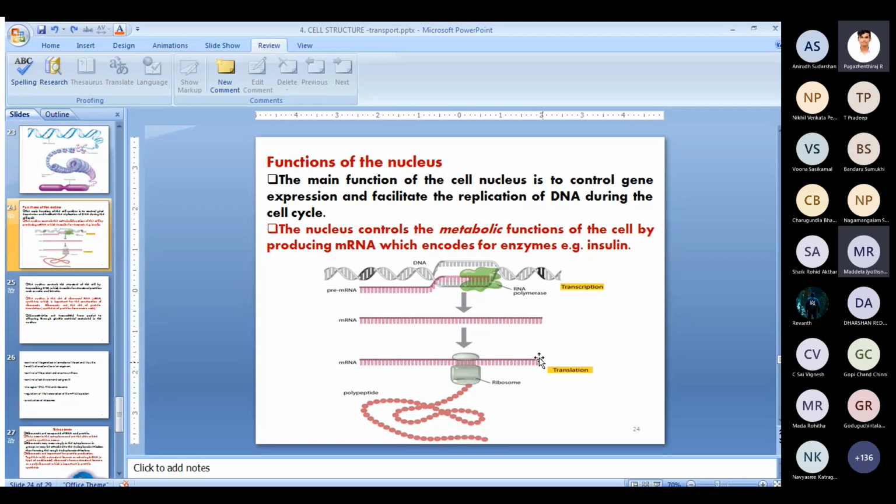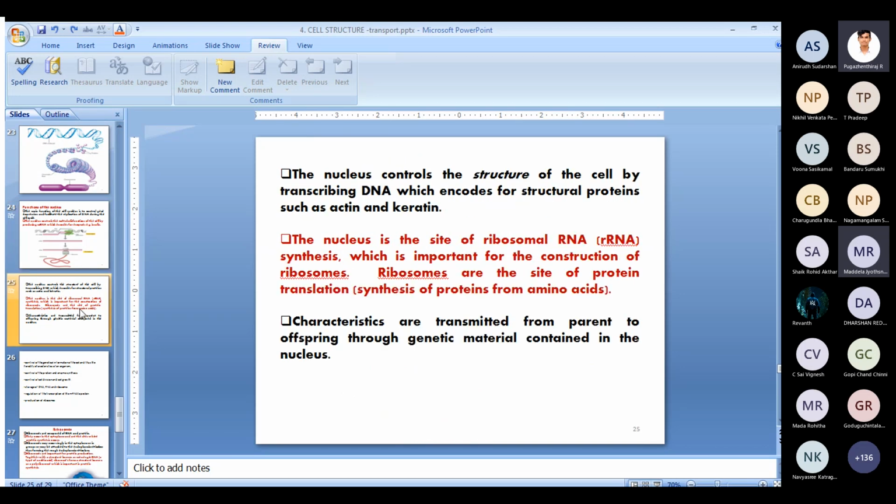As it reads, a specific tRNA, exactly complementary to the codon, which is called an anticodon, will carry an amino acid and get linked to this mRNA. As the ribosome reads the code, each tRNA brings the exact amino acid corresponding to that code, and finally all these amino acids form a polypeptide chain. Then it undergoes structural changes to give you the protein. So this is one important function of the nucleus. Next, it controls the structure of the cell by transcribing DNA, which encodes for structural proteins like actin.